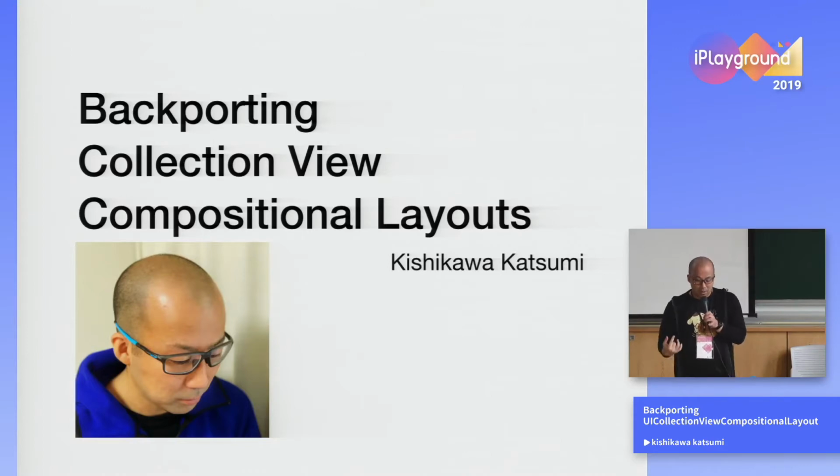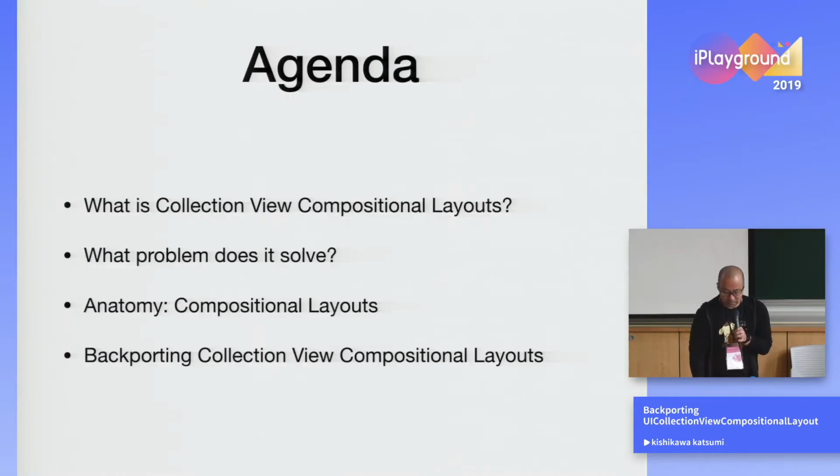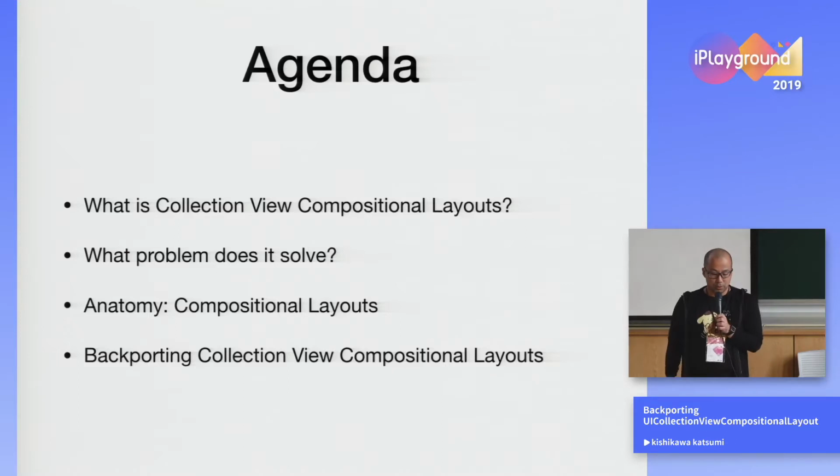But this wonderful API is less known than I expected. So today, I'm going to share what Collection View Compositional Layout is, and I will talk about the problems that the old ways have had so far, and how the new API will solve them. Then, I will explain how it works, and I wanted to use this wonderful API in production right away. So I ported it to iOS 12 and older versions. So finally, I'm going to share some techniques to backport it to earlier than iOS 12. Yes, let's get started.